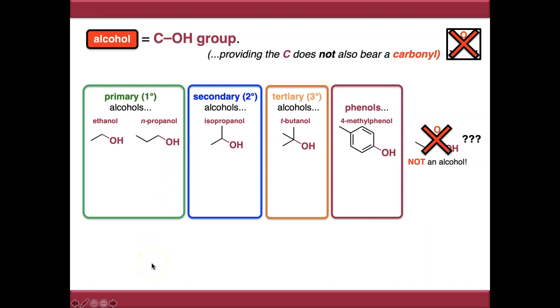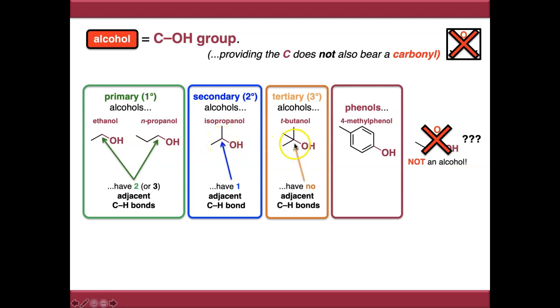And the way that we're classifying these is that primary alcohols have 2 or 3 adjacent CH bonds. So the carbon, which has got the OH group attached, has either 2 or 3 hydrogens attached to the carbon. Obviously, if it's got 3 hydrogens attached to it, that's just one compound, which is methanol. Secondary alcohols have 1 adjacent CH bond at this position here. Tertiary alcohols don't have any.